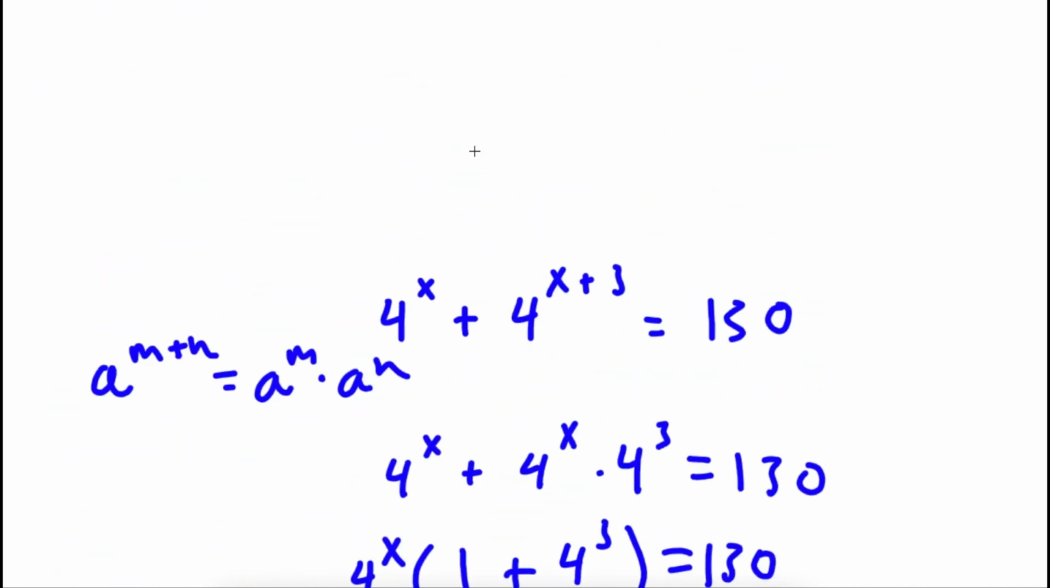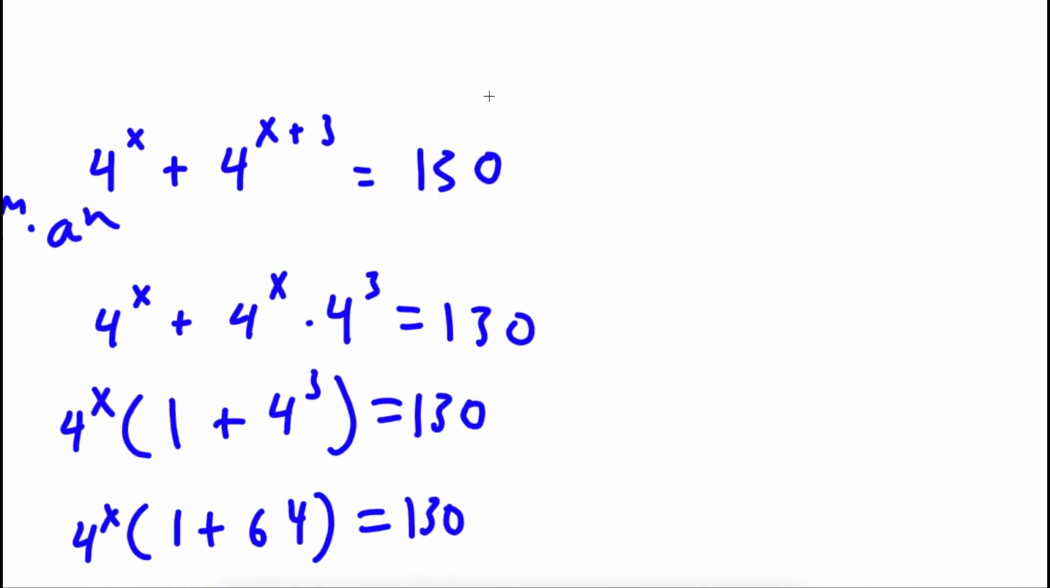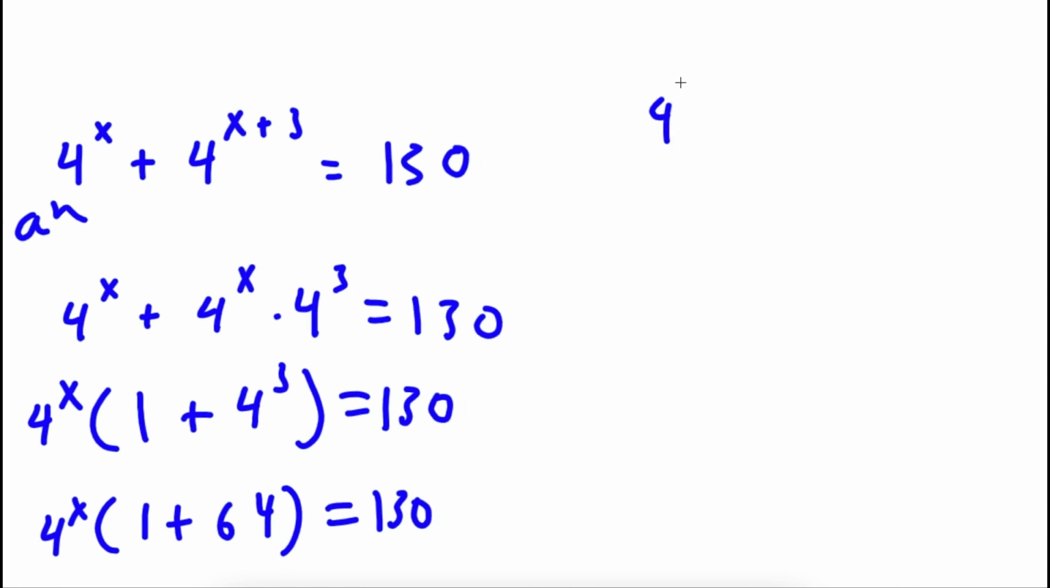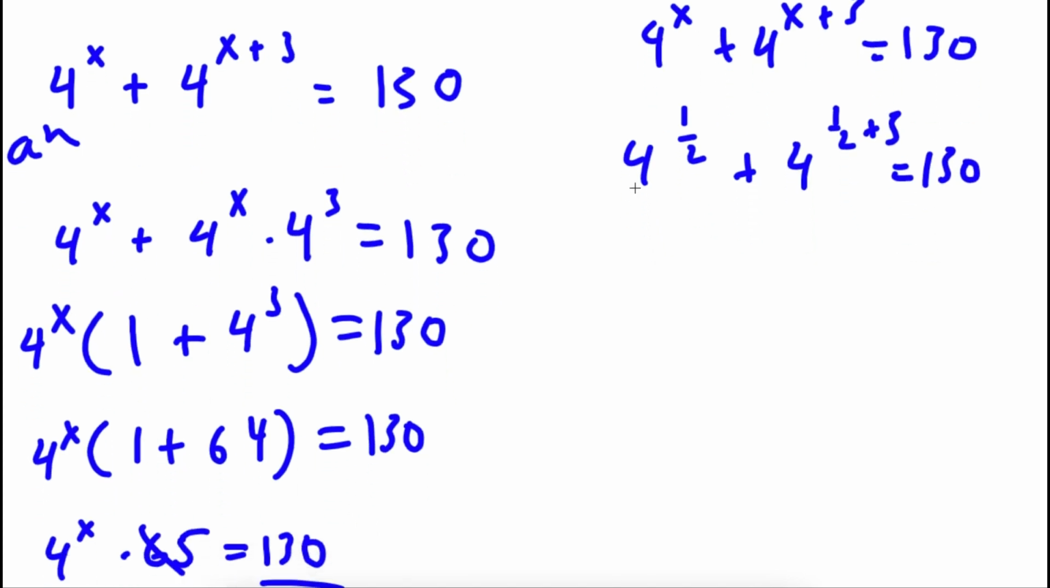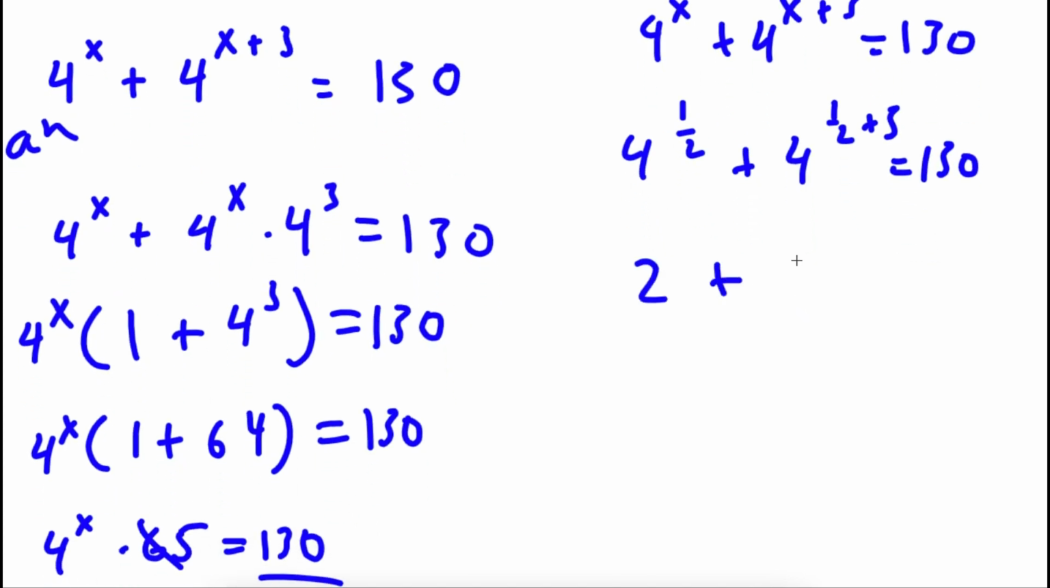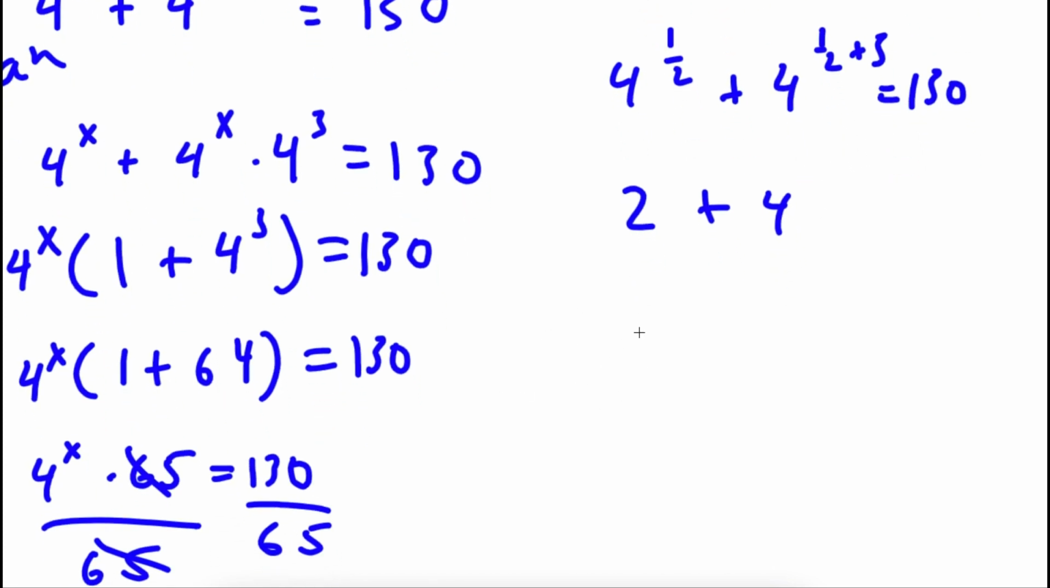Now to check my answer, if I plug in 1/2 for x in 4 to the power of x plus 4 to the power of x plus 3 is equal to 130, I get 4 to the power of 1/2 plus 4 to the power of 1/2 plus 3 is equal to 130. 4 to the power of 1/2 is 2, plus 4 to the power of 1/2 plus 3. Well, 1/2 plus 3, that is going to be 7 over 2.